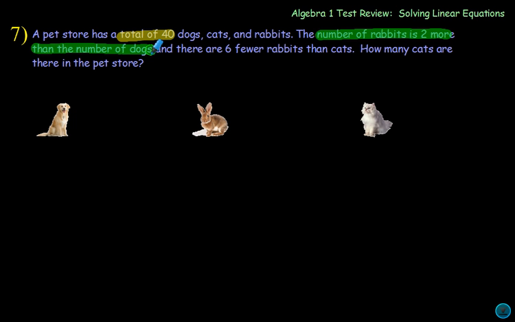And I know your anxiety is probably high. You're looking at this and you think, oh, I hate word problems. So like I said, we're just going to go through this slowly. So hopefully you're highlighting with me, and we're just going to take this real slow. Number of rabbits is 2 more than the number of dogs.